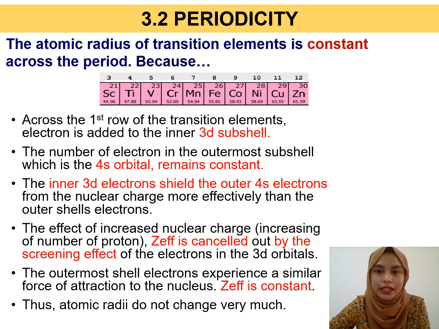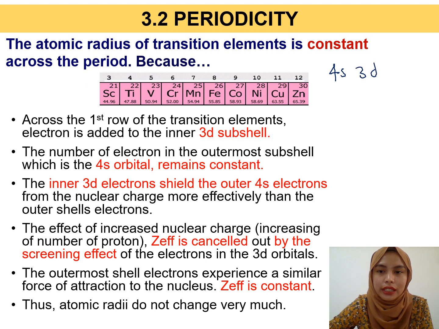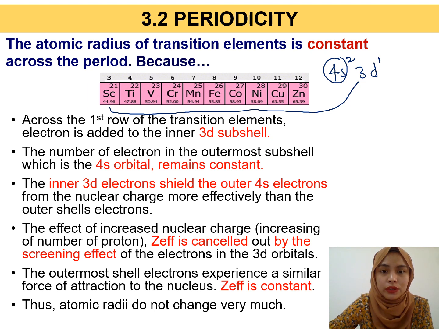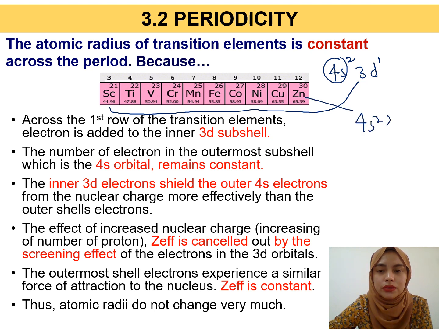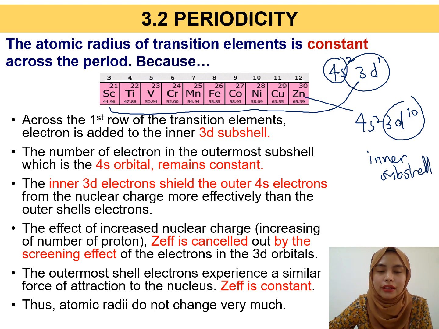Bukan, sebab kan bila kamu add electron kan, kamu akan add dekat 4s dahulu, baru 3d. So 4s akan remain constant, 4s2. 3d akan berubah. Kalau let's say Sc, you akan dapat 4s2 3d1. Kalau Ti, you akan dapat 4s2 3d2. And so on. Sampailah Zn, you akan dapat 4s2 3d10. So, kamu akan add the electron pada inner subshell. Okay. And the 4s orbital akan remain constant.